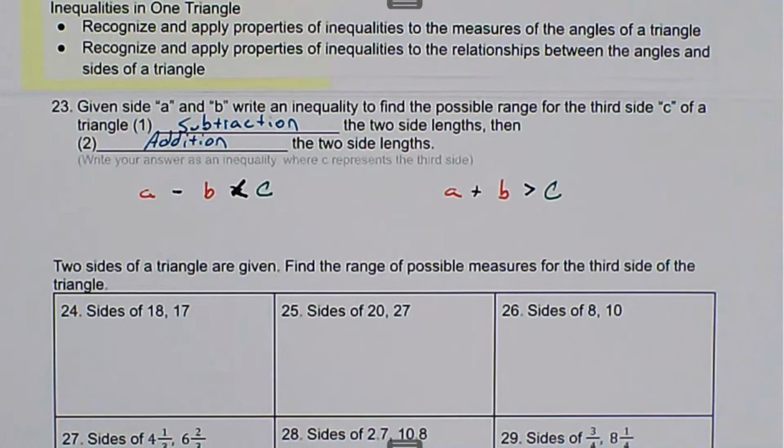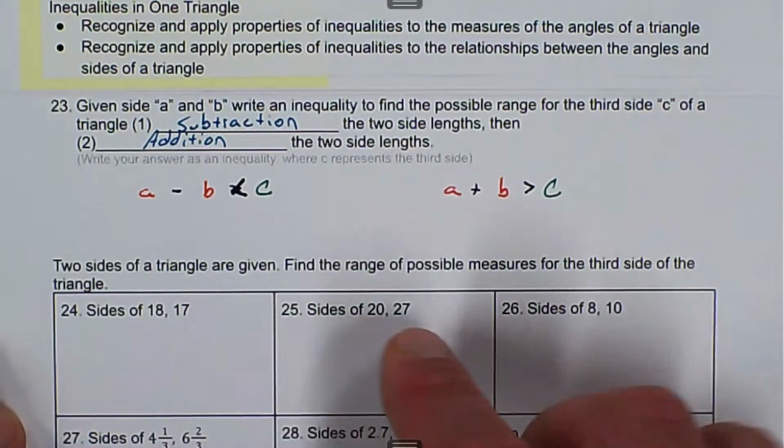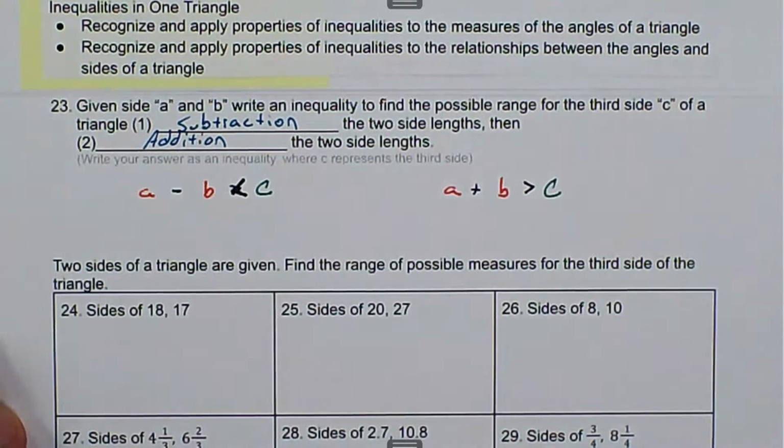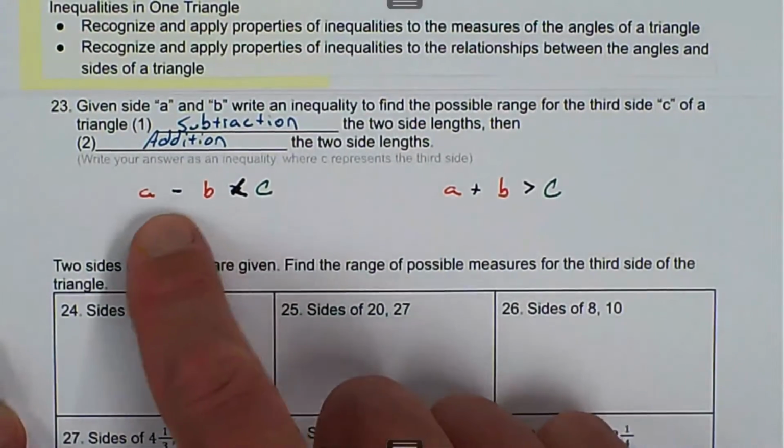We are talking about inequalities in one triangle, and we want to recognize and apply properties of inequalities to the measures of the angles of a triangle. And we want to recognize and apply properties of inequalities to the relationships between the angles and the sides of a triangle. So we were already talking about our triangle inequality theorem. And we found out that all we really have to do is take the two sides.